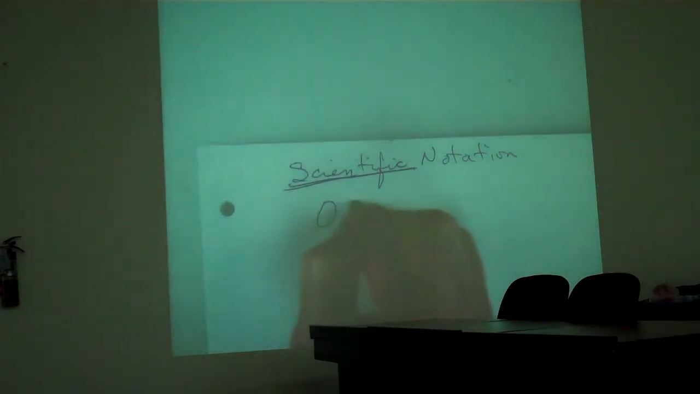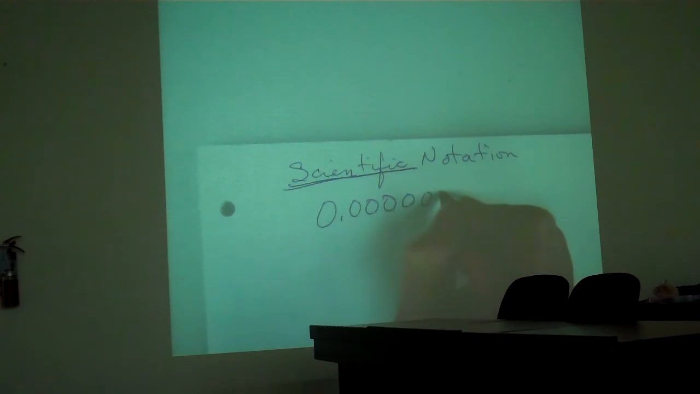Okay, the next section is scientific notation. And the reason it's called scientific notation is because it's used for very large and very small numbers. Okay? Scientific. It's used for like microscopic, tiny, tiny numbers, like 0.000000412.